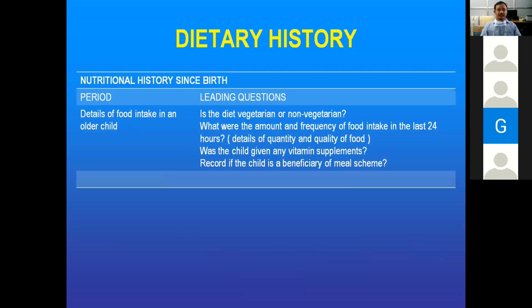In case of older children, we have to look at what the diet is, whether it is vegetarian or non-vegetarian. What is the amount and frequency of food intake in the last 24 hours with details of quantity and quality? And was the child given any vitamin supplements? And was the child a beneficiary of a meal scheme?